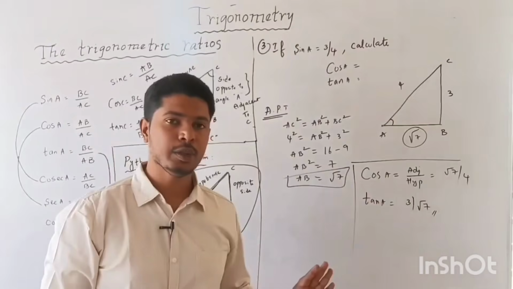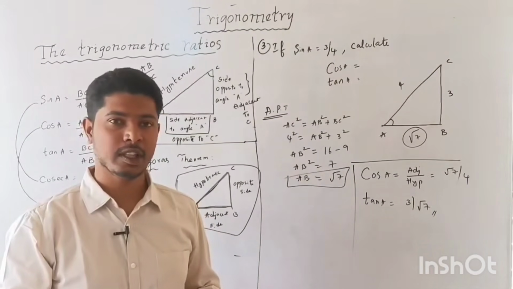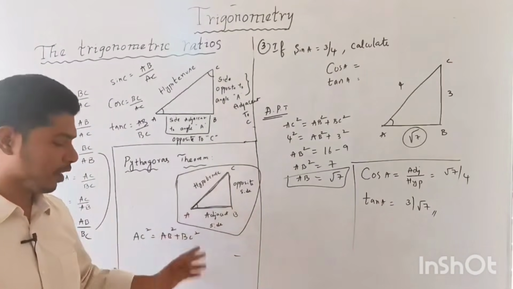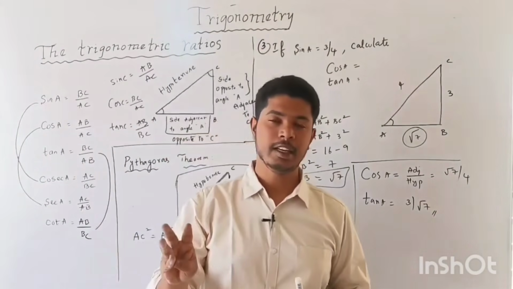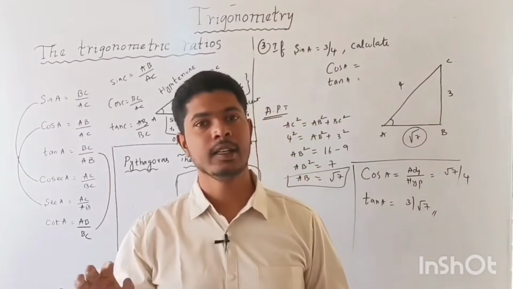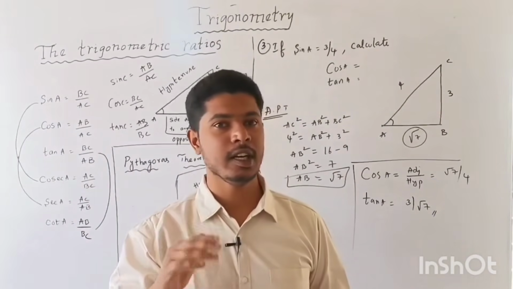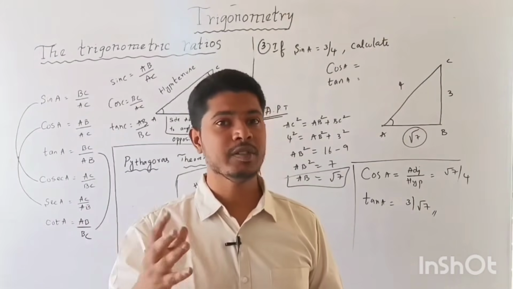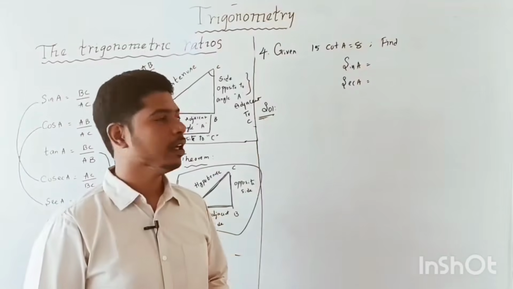In exercise 8.1, the first question, the second question, the third question, we solved the 3 questions with the help of the trigonometric ratios and Pythagoras theorem. What are the trigonometric ratios? There are 6: sin theta, cos, tan, cosecant, secant, cot. Sin theta is opposite by hypotenuse. Cos theta is adjacent by hypotenuse. Tan theta is opposite by adjacent. The reciprocal of sine is cosecant, the reciprocal of cos is secant, and the reciprocal of tan is cot. Now the fourth question.